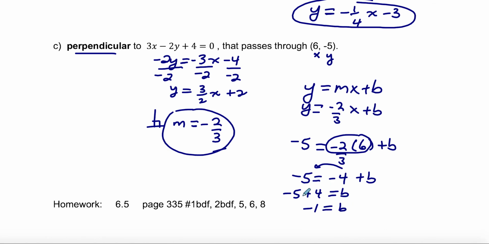And I did all of that work just to find that. So now I have a slope and a y-intercept. So you're not done until you might even want to say, therefore, y equals negative 2/3 x minus 1.